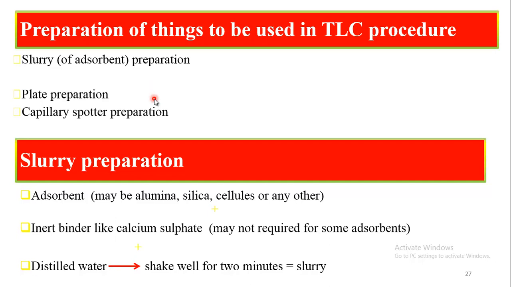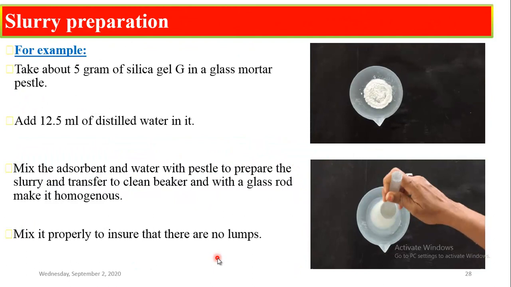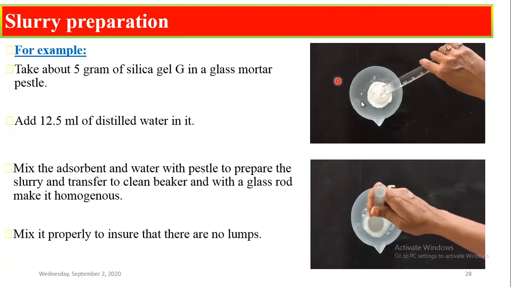First, slurry preparation. For the slurry we use an adsorbent, which I have discussed. Alumina, silica, or cellulose may be used, then a binder like calcium sulfate or polyvinyl alcohol, and then distilled water. Shake well for 2 minutes, which will prepare a slurry. So how will we prepare? I have taken a video.